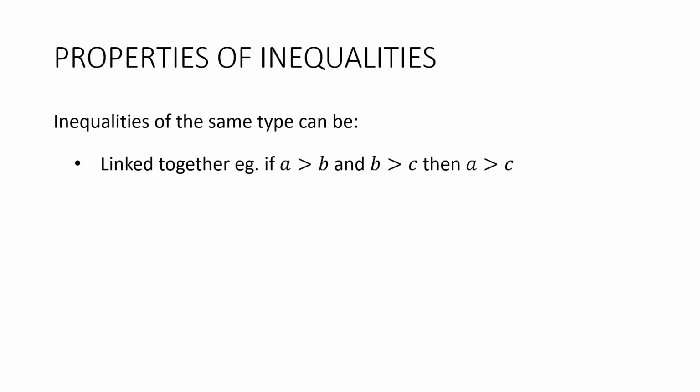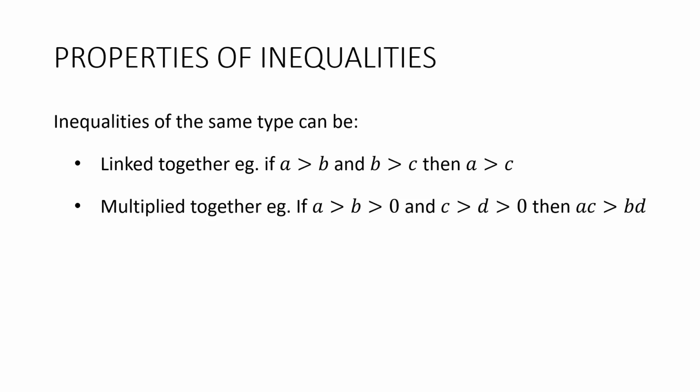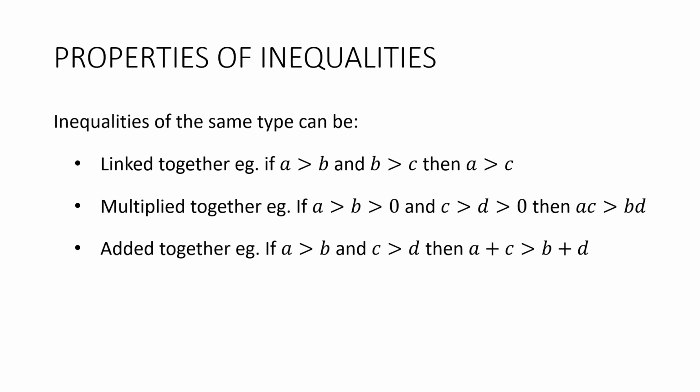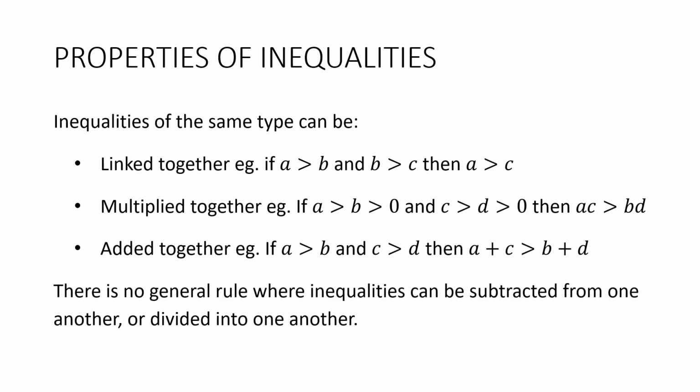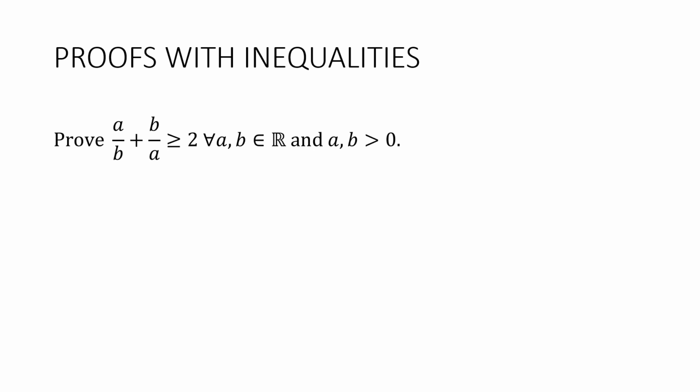For example, if A is greater than B and B is greater than C, then A is greater than C. They can be multiplied together. Example, if A is greater than B and they're both positive, and C is greater than D and they're both positive, then AC is greater than BD. And they can be added together. If A is greater than B and C is greater than D, then A plus C is greater than B plus D. However, there is no general rule where inequalities can be subtracted from one another or divided into one another.